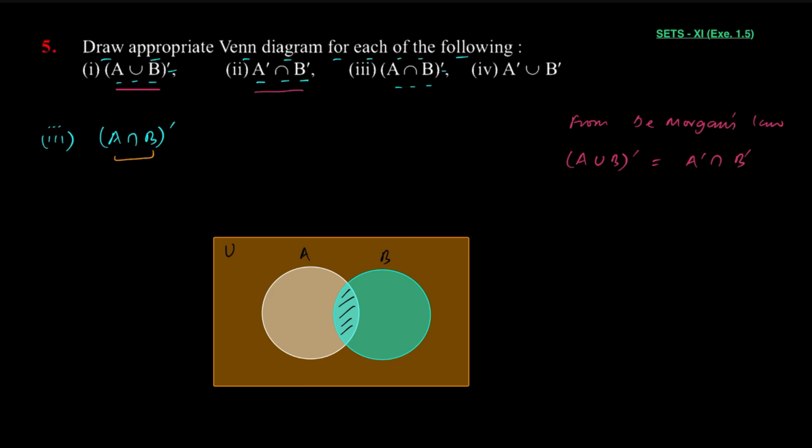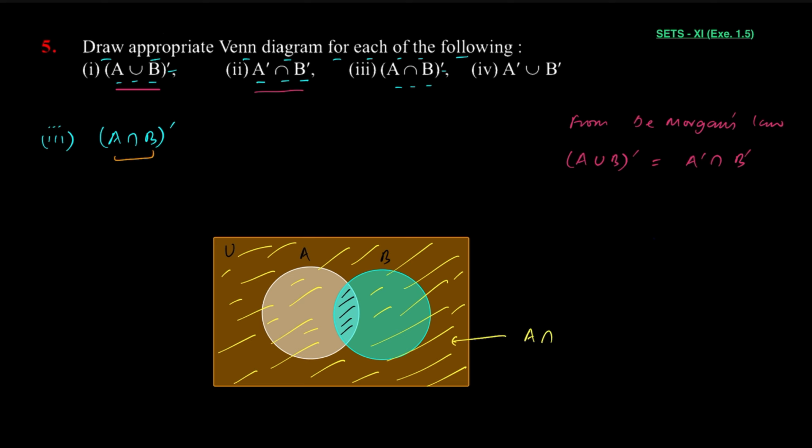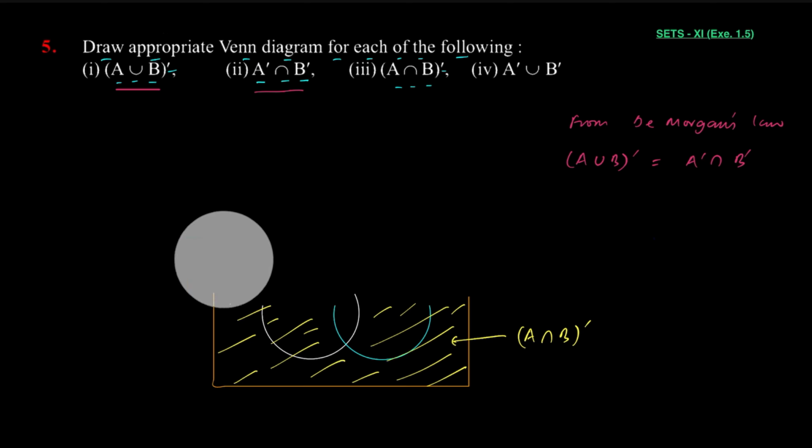So what will be A intersection B whole complement? It will be the region excluding A intersection B. So this region will represent our required complement. So this is our A intersection B whole complement. Towards part number 4.